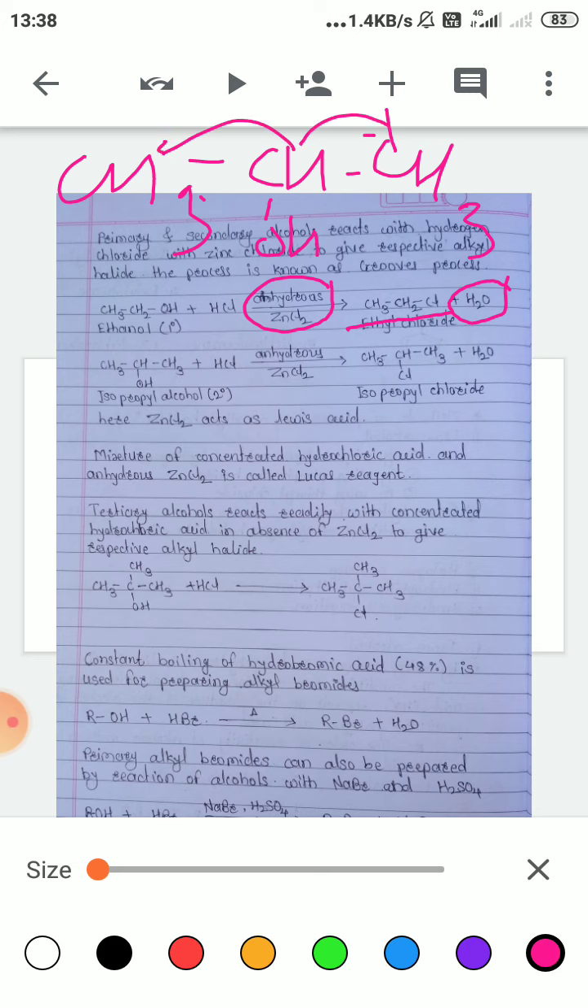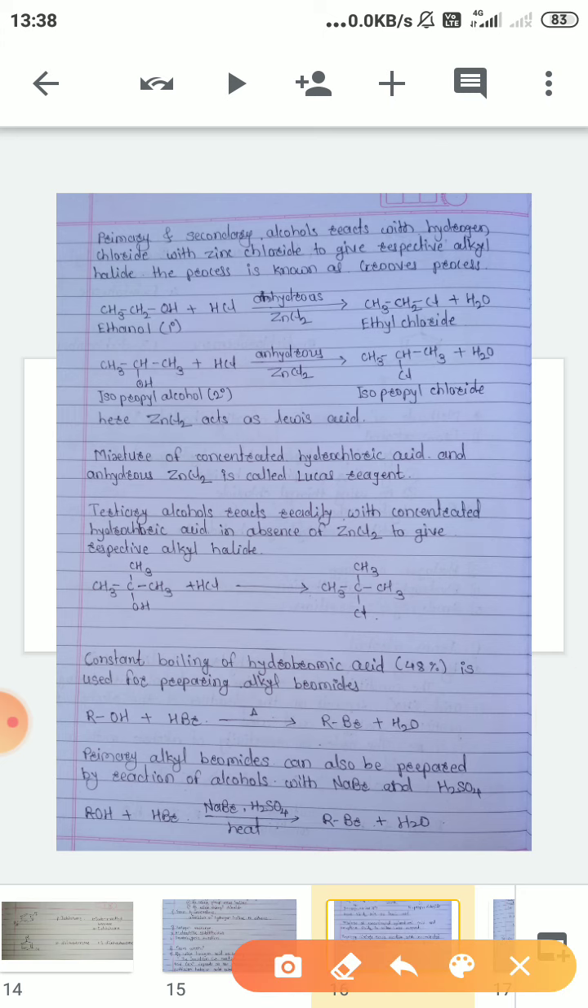Now see, the middle carbon atom is attached to two terminal carbon atoms, therefore this carbon atom is a secondary carbon atom, and as the OH group is attached to a secondary carbon atom, it is a secondary alcohol. This secondary alcohol reacts with HCl in presence of anhydrous zinc chloride. It gives isopropyl chloride, that means the OH group is replaced by a chlorine atom, along with a water molecule.